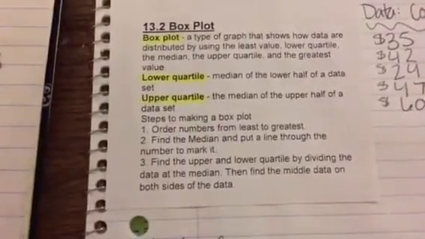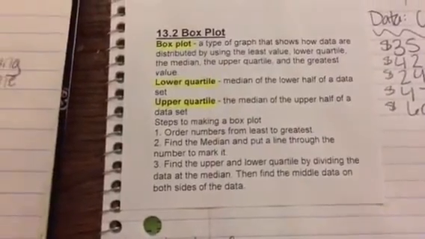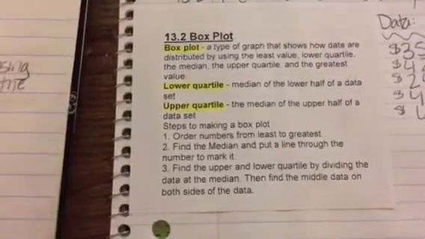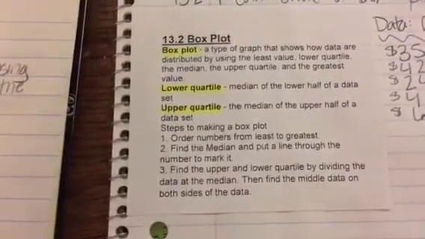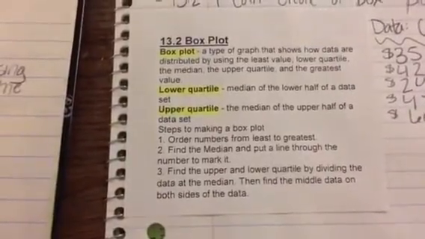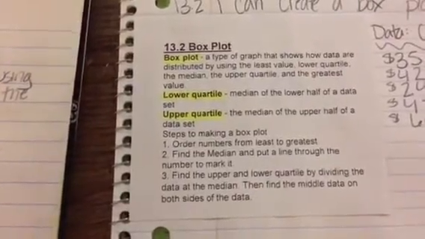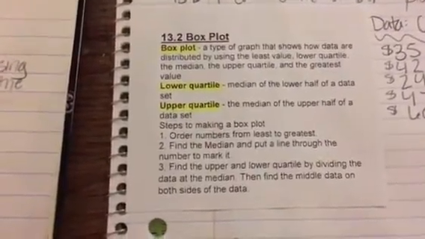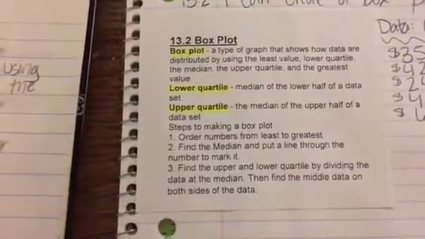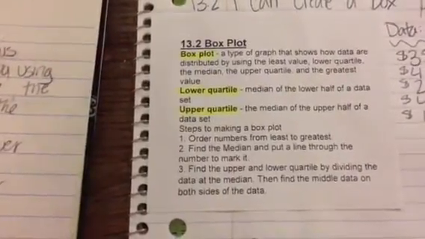So steps for making a box plot. You're going to order the numbers from least to greatest, just like we've talked about. So that way you guys can look at it to find the median, just like we learned. Step 2, you're going to find the median and put a line through it, through the number to mark it, because we really want to know where the median is. And then step 3, you're going to find the upper and lower quartiles by dividing the data at the median. So there's going to be a top half and a bottom half, and then you're going to find the middle data on both sides. So you're going to find the median after you find the median.